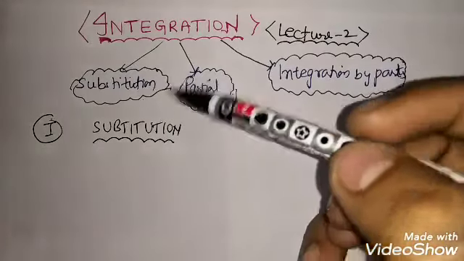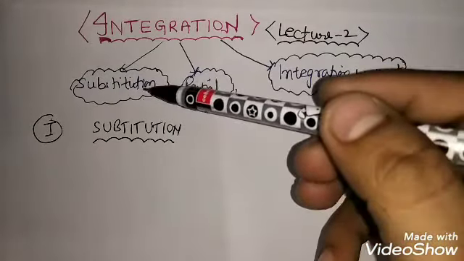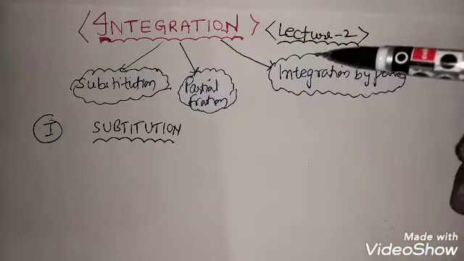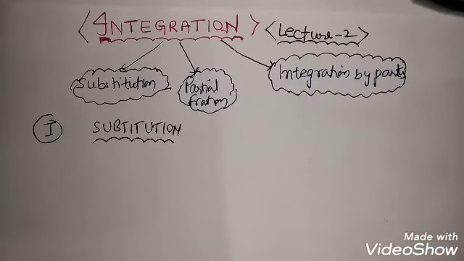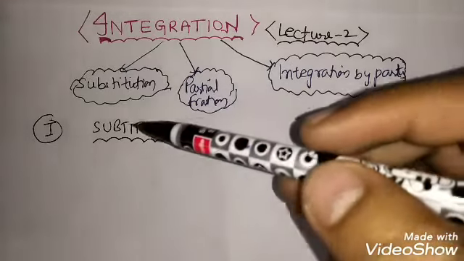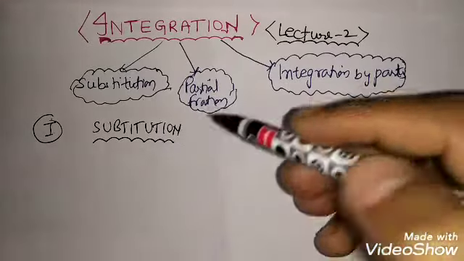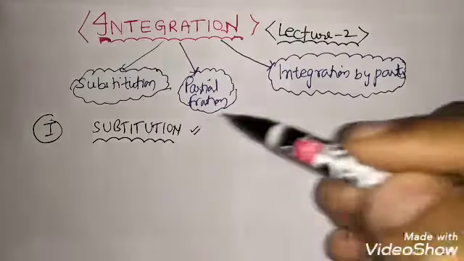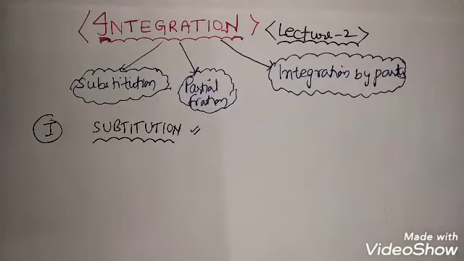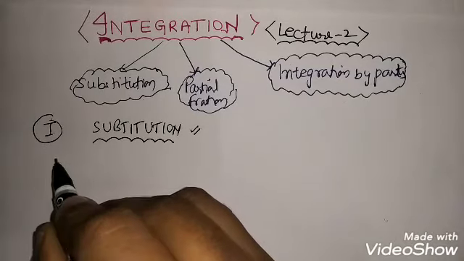There are three types of integration basically: first is substitution, second is partial fraction, and third is integration by parts. In today's lecture we will discuss all about the substitution method. First type of integration is substitution method. In this we'll substitute the value of integral. How will we do this? Let us discuss with the help of example number 5 of your NCERT.